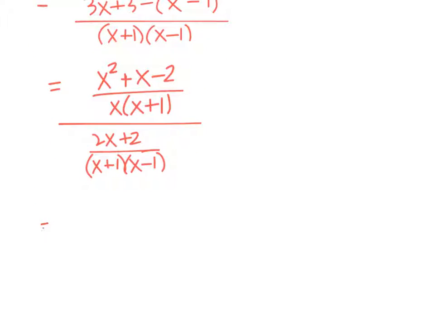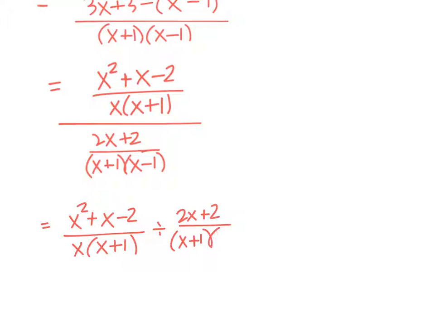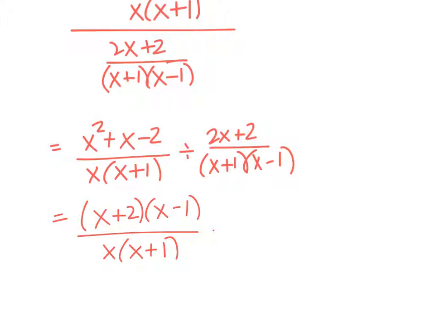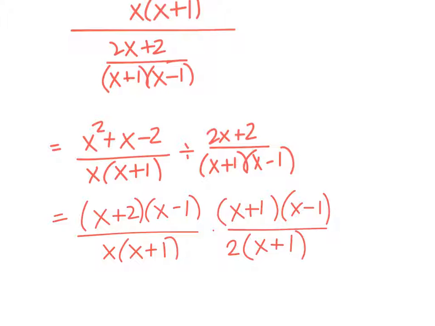Okay, now divide. X squared plus x minus 2 over x times x plus 1 divided by 2x plus 2 over x plus 1 x minus 1. Okay, that x squared plus x minus 2 is actually factorable. So this is x plus 2, x minus 1. And then we're going to multiply by the reciprocal. So that is x plus 1, x minus 1 over, and then I'm going to factor that as well. Now we're looking for things that we can cancel. So you can see that this cancels.